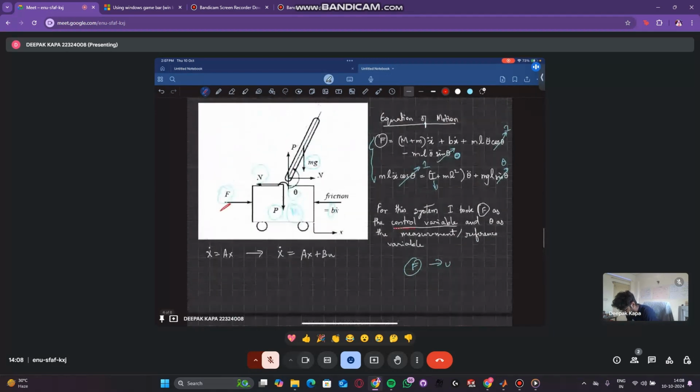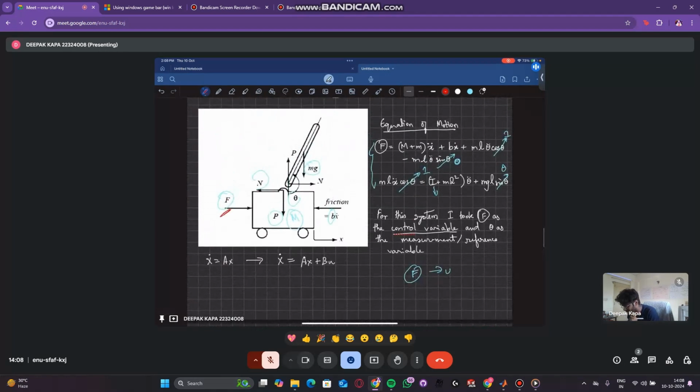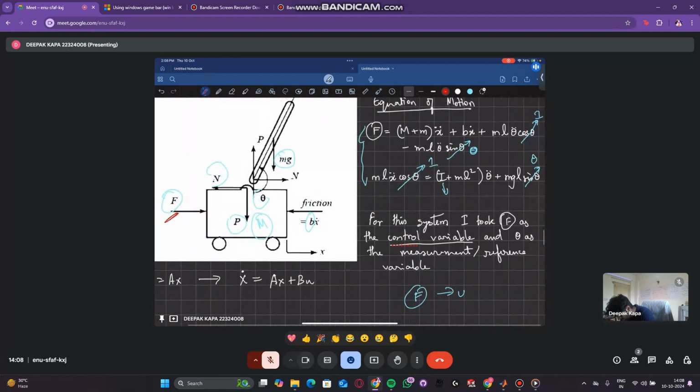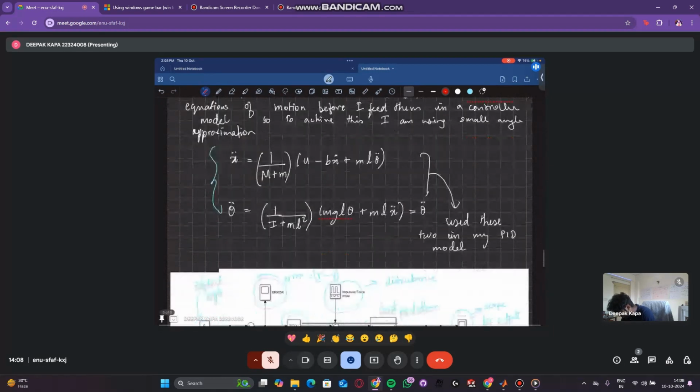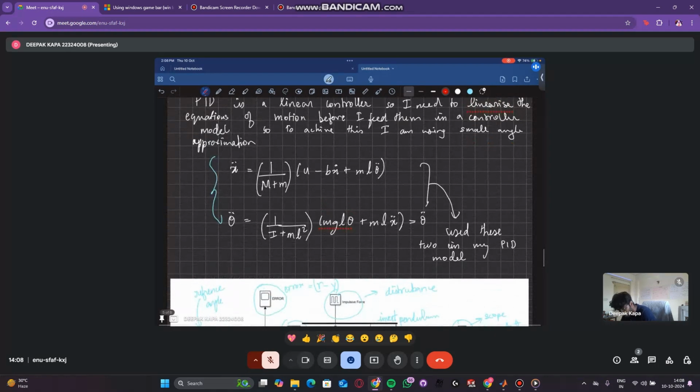The equation I got here is a non-linear equation. In order to use the PID controller, I need to make this a linear equation. For that, I've used the small angle approximation. I've taken sine theta to be equal to theta, and cos theta to be equal to 1. Based on that, and replacing F with u, I get these equations. These are the equations I used to model the system. I'll explain them better when I'm showing you the inverted pendulum's model itself.